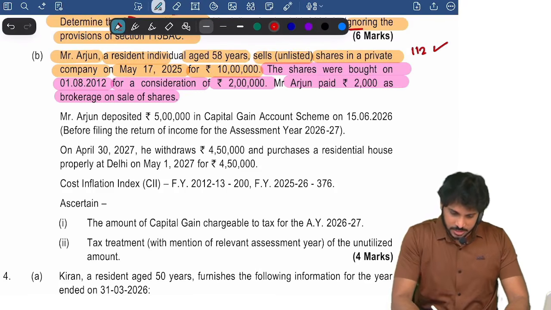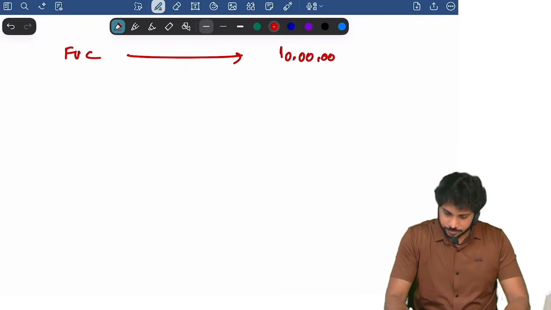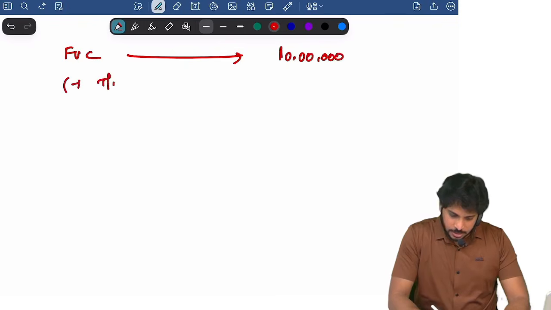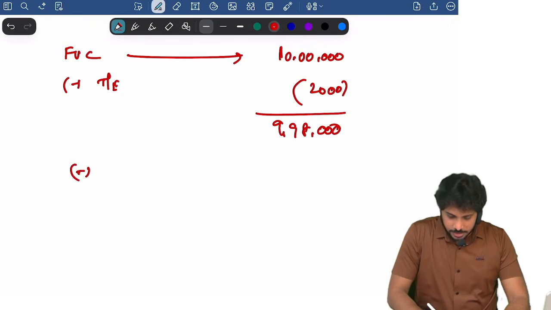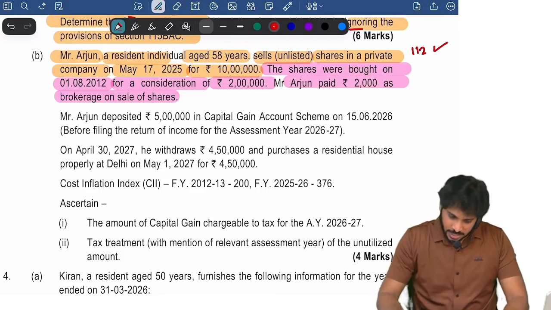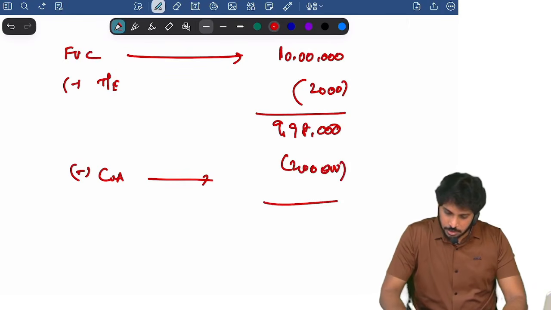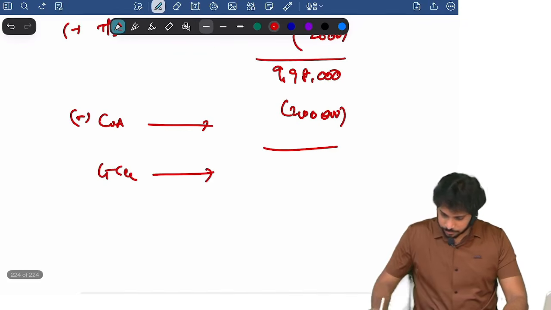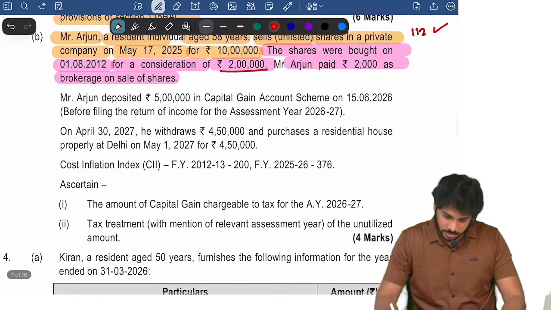Full value of consideration how much? 10 lakh, correct? Minus transfer expenses 2,000, correct? Minus cost of acquisition, no indexation concept at all. Okay, how much is the cost of acquisition? 2 lakhs. What is the long-term capital gain? 7,98,000. Now where he invested?